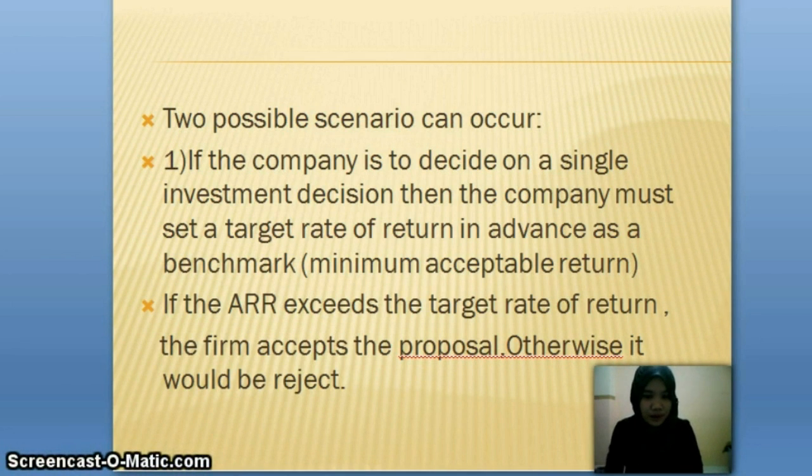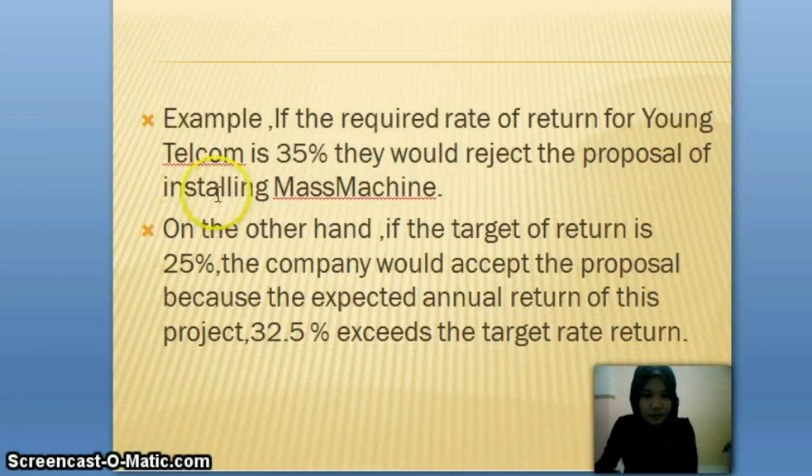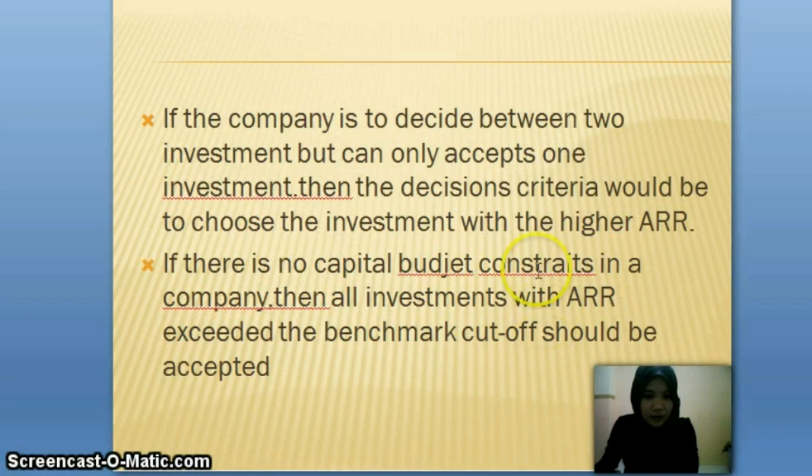You can add up the two possible scenarios that can occur. If the company really decides on a single investment decision, the company must set a target rate of return in advance as a benchmark minimum acceptable return. If the ARR exceeds the target rate of return, the firm accepts the proposal. Otherwise, it will be rejected. For example, if the required rate of return for Young Telecom is 35%, they will reject the proposal of installing the machine. On the other hand, if the target rate of return is 25%, the company will accept the proposal because the expected annual return of this project, the answer we have calculated together, is 32.5%, which exceeds the target rate of return.